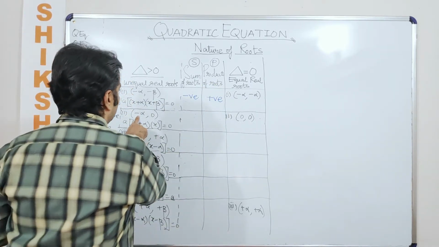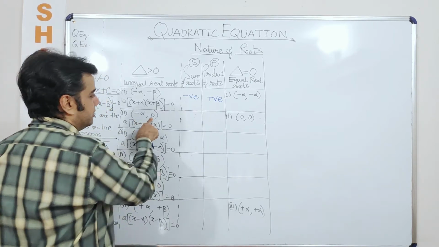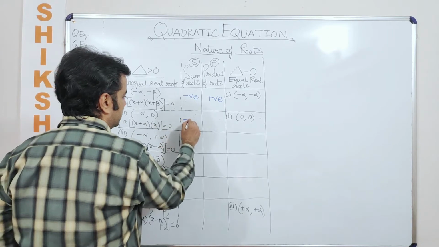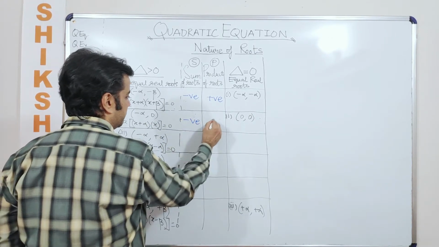Correct? Now if one of the roots is negative and the other is 0, for example minus 1 and 0, the sum becomes what? Negative. The product becomes a 0.